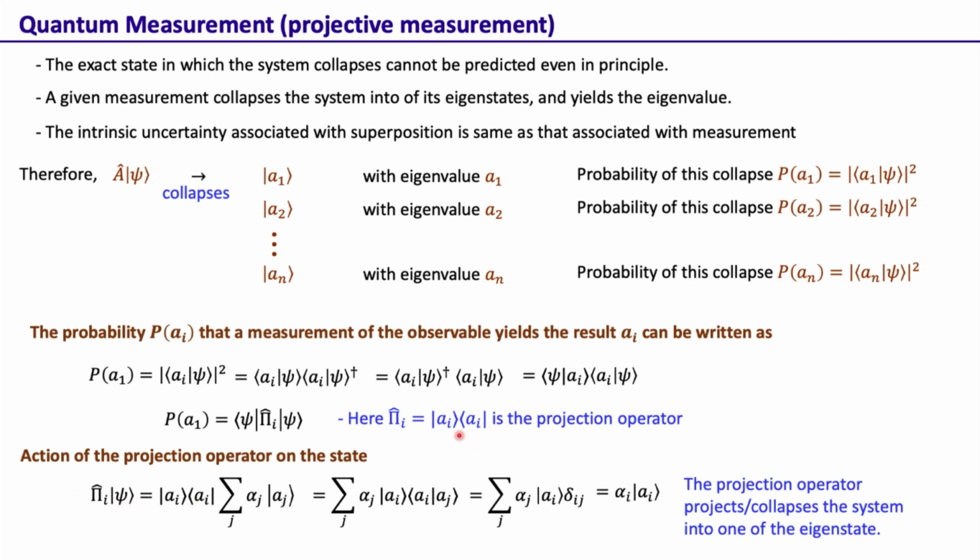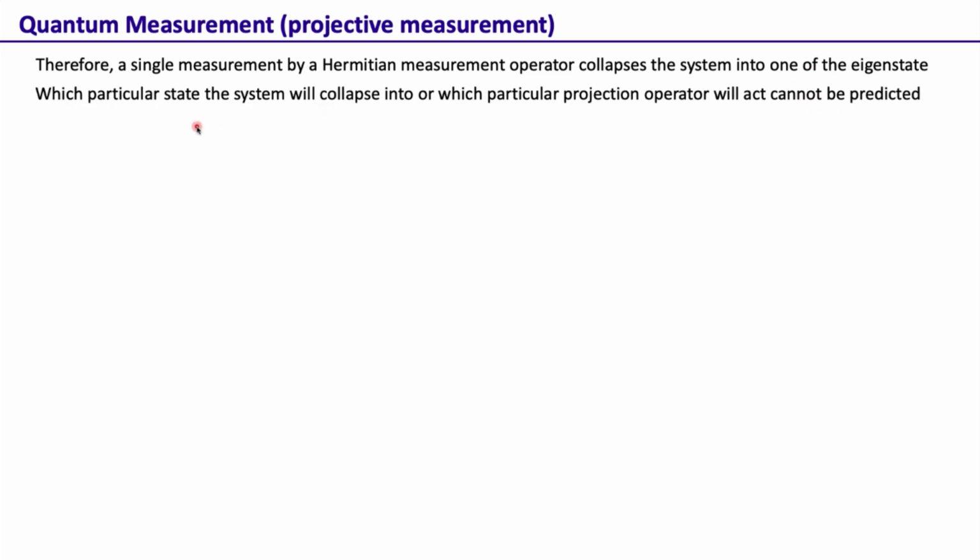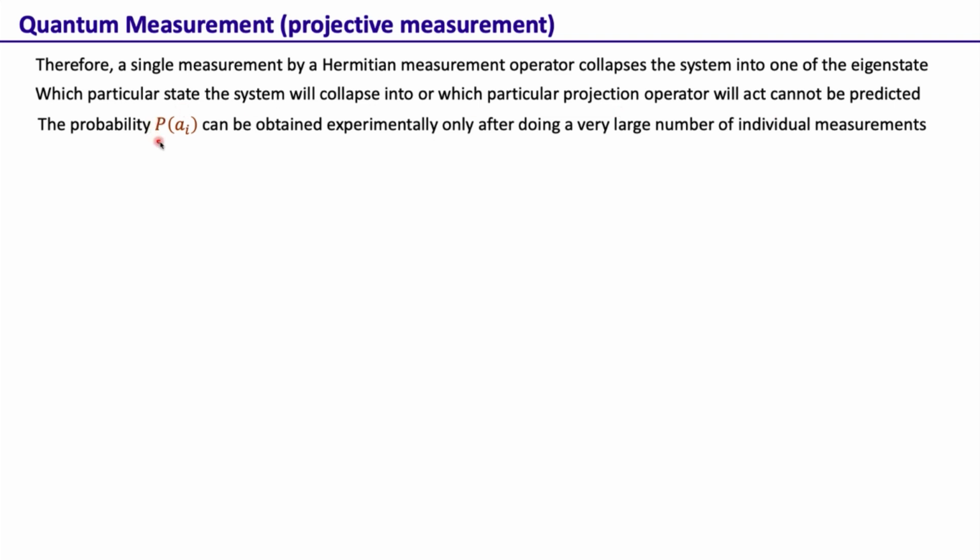So that's the projection operator corresponding to the operator A, and there will be n such operators if the dimensionality of that operator is n. Okay, so what we have seen so far is that a single measurement by a Hermitian measurement operator collapses the system into one of its eigenstates. Which particular eigenstate or eigenket the system collapses into, or which particular projection operator does the action, cannot be predicted. What we can have is just the probability, but in order to actually get these probabilities P(Ai) for getting the eigenket Ai, this experimentally can only be obtained by doing a very large number of individual measurements.